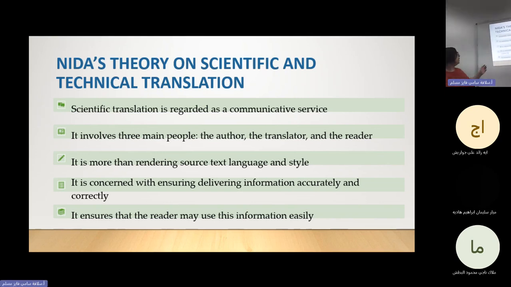Okay? It is concerned with ensuring delivering information accurately and correctly. Why? We always talk about that accurately and correctly. If you make any type of mistake in the scientific and technical field, you can destroy a whole nation. Okay? So this is important.